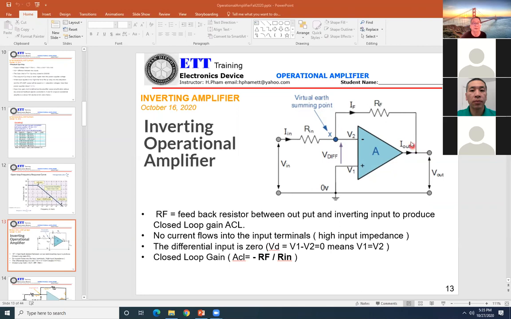However, at the output here, you can get a negative side. So the current cannot flow down. It will go inside the op-amp. In this case, we call it a sink current, op-amp sink current. The current goes into the op-amp.